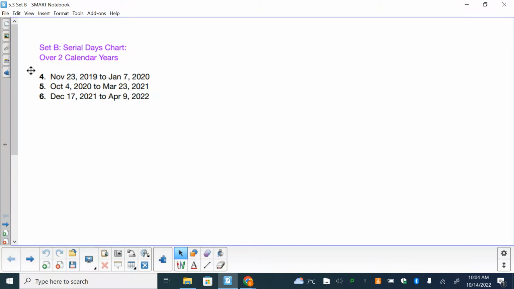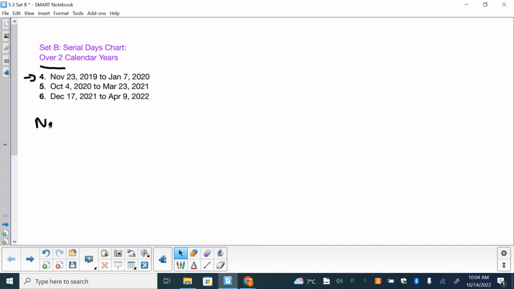Okay, so for set B, we're doing over 2 calendar years. So this gets a little bit trickier. We're going to do number 4. So if you look at it, November 23rd, 2019, but then this is January 7th, 2022. So it's gone into the next calendar year. Okay, so I'm going to break this up and do this in a couple parts.